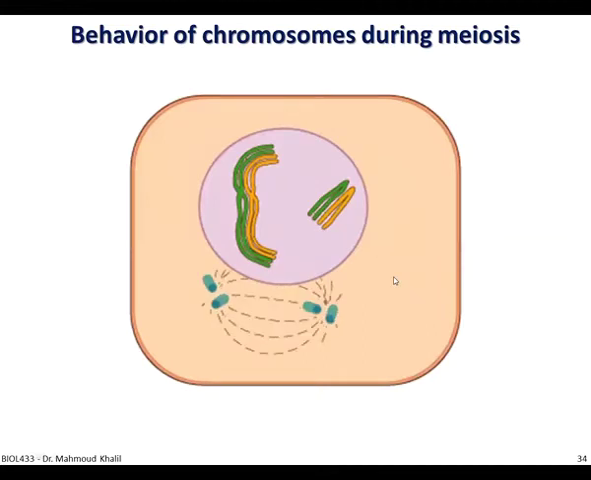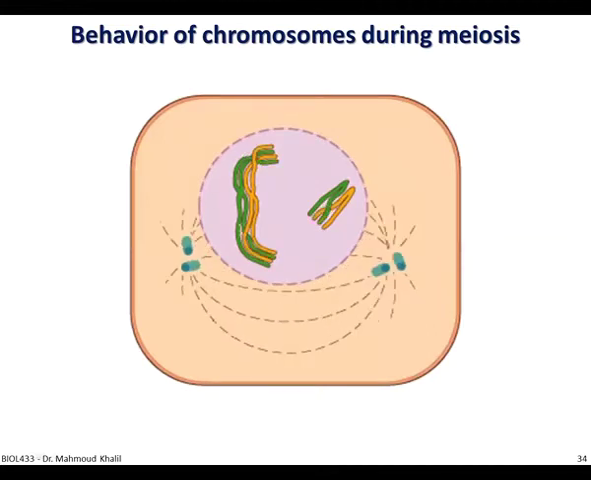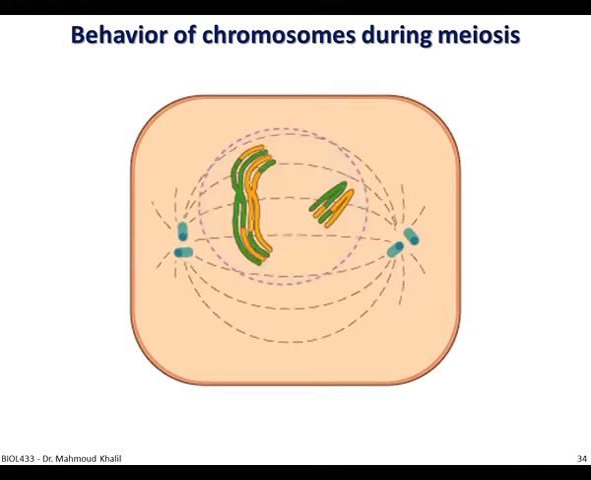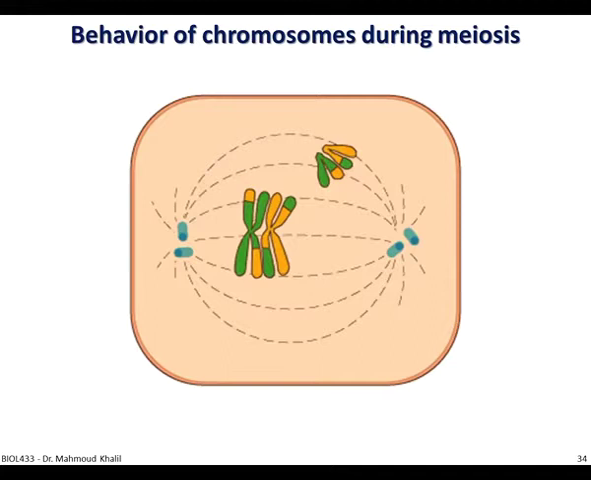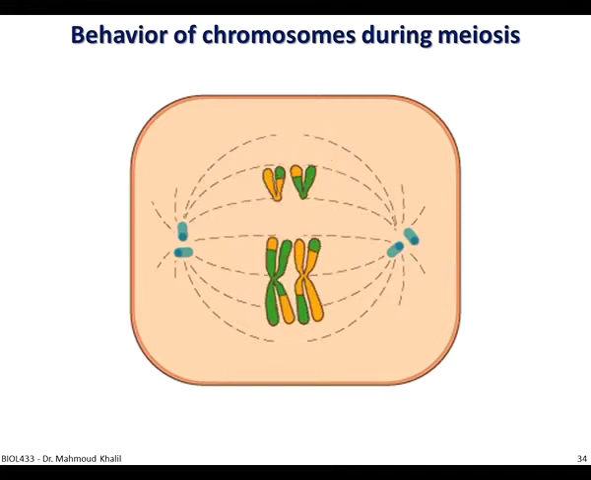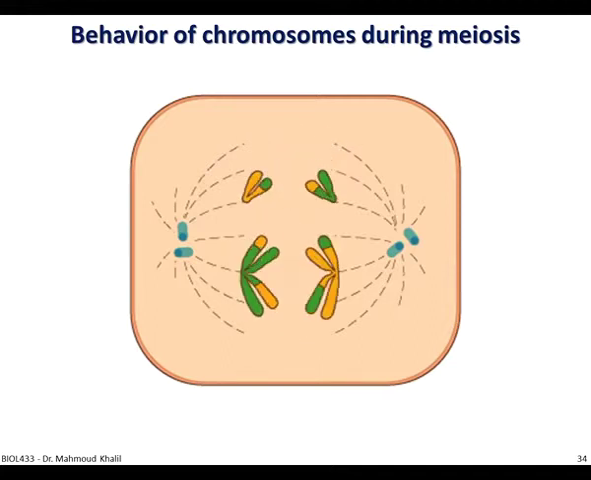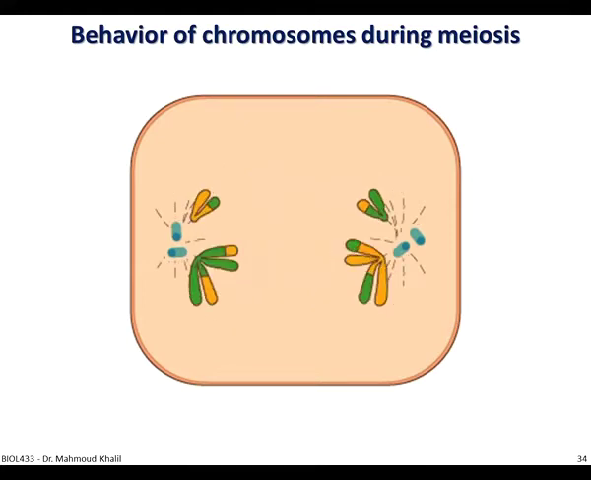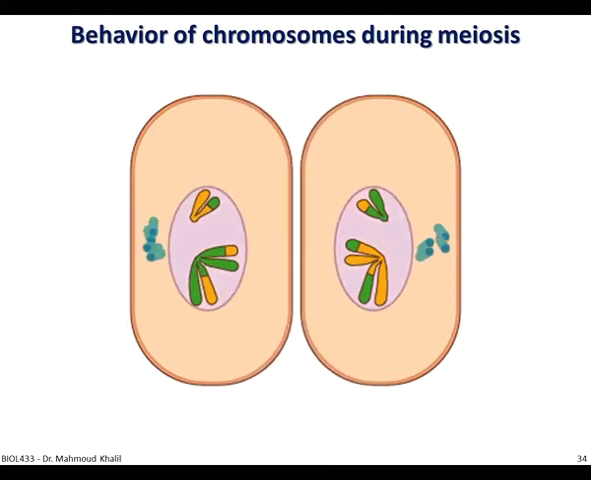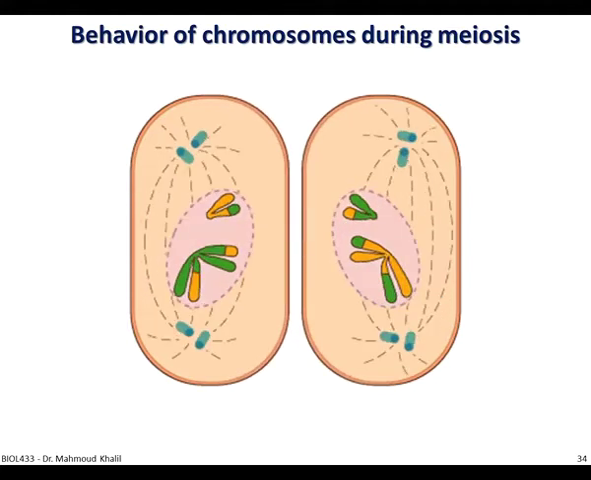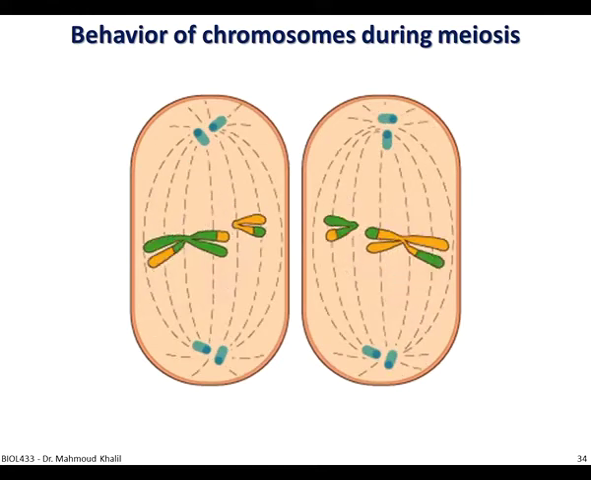So let's see here, to refresh your memory, the behavior of chromosomes during meiosis. In this animated figure, you can see that the homologous pair of chromosomes align at the equator, and after recombination, the spindle fibers contract, and each chromosome is now said to be on one side of the cell. The nuclear division, represented by karyokinesis, is followed by cytokinesis.